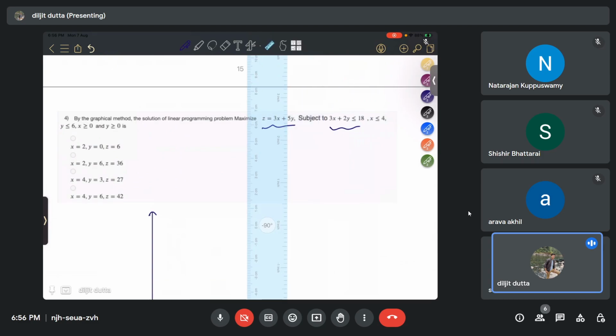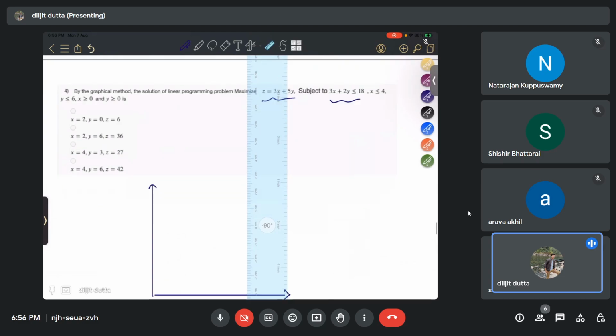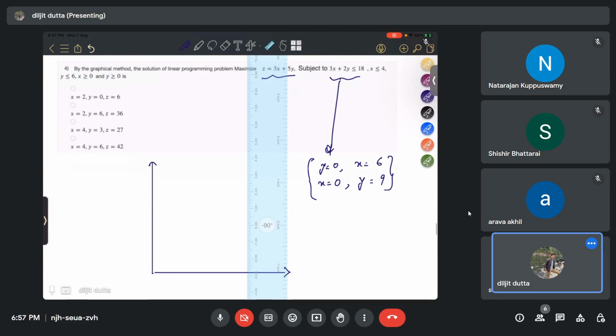So the first constraint is 3x plus 2y less than or equal to 18. To consider this line, how do we get the vertex points? If we consider y equal to 0, then x is equal to 6. If we consider x equal to 0, then y is equal to 9. So we have the vertex points for this.